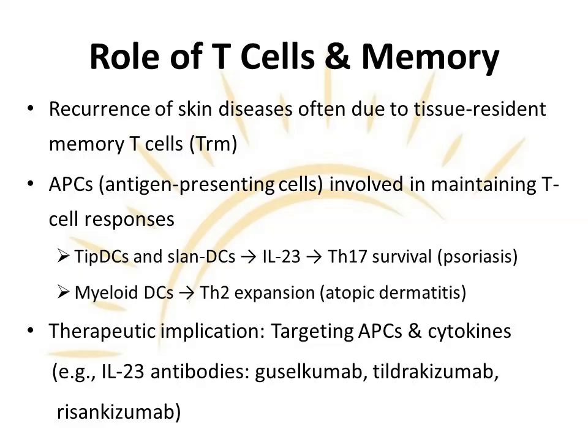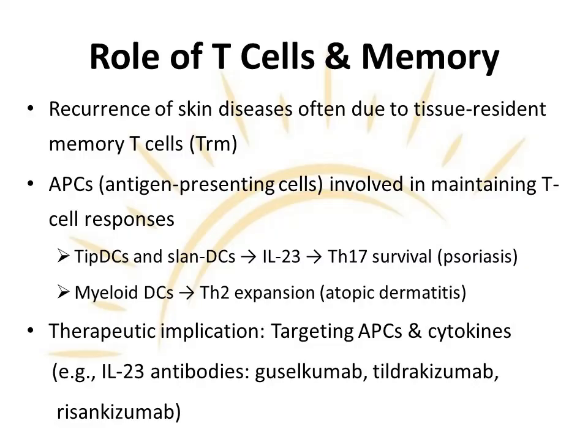Understanding these immune pathways has important therapeutic implications. Targeting APCs or the cytokines they produce can effectively reduce disease activity. For instance, guselkumab, an anti-IL-23 monoclonal antibody, is highly effective in treating psoriasis by interrupting the IL-23 Th17 signaling pathway.